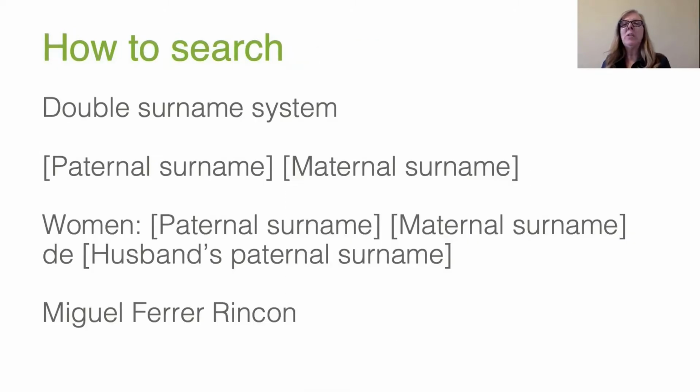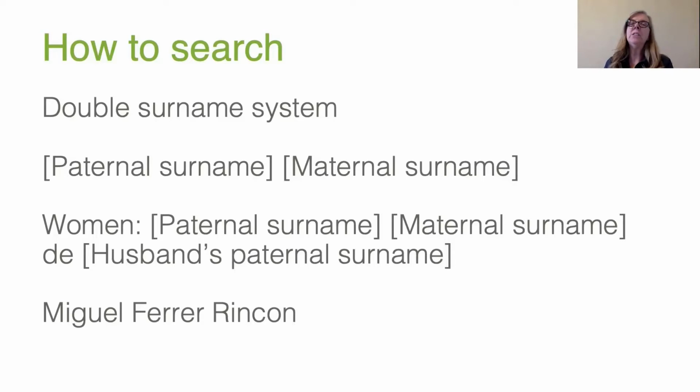When searching for Puerto Ricans, you will want to remember the formation of the double surname. The first surname is the father's surname, and the second surname is the maternal surname, or her maiden name. For married women, they might be recorded using the paternal surname followed by their maternal surname and the word de, and then her husband's paternal surname or first surname.